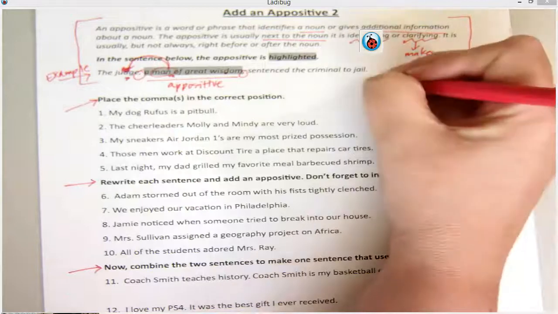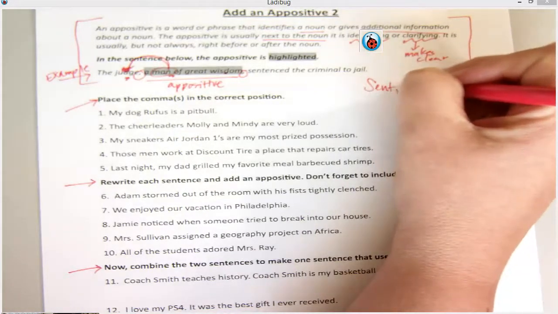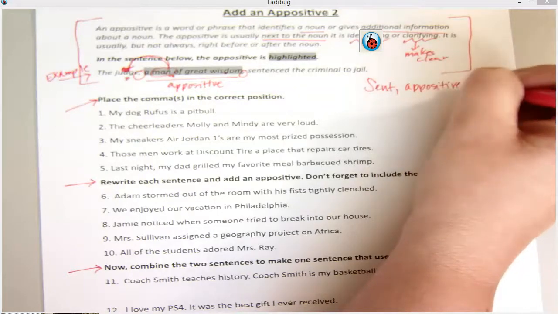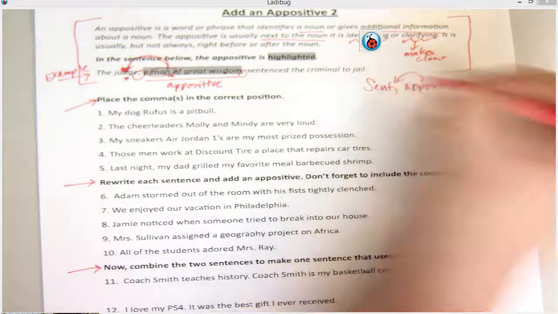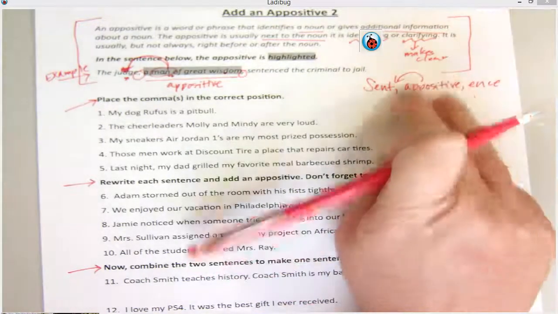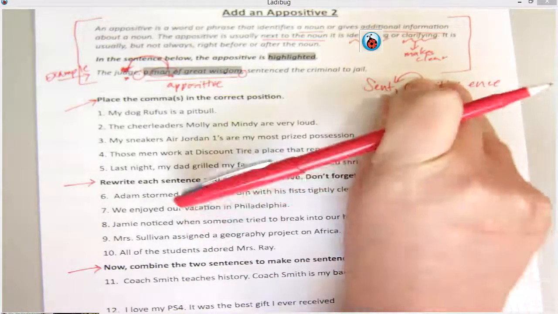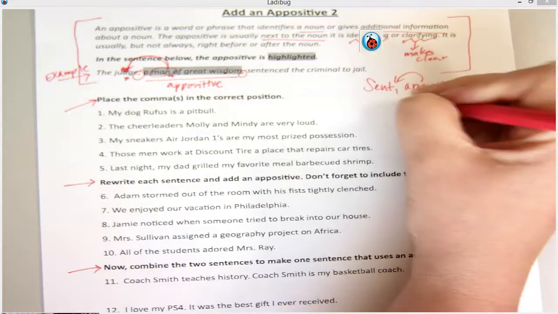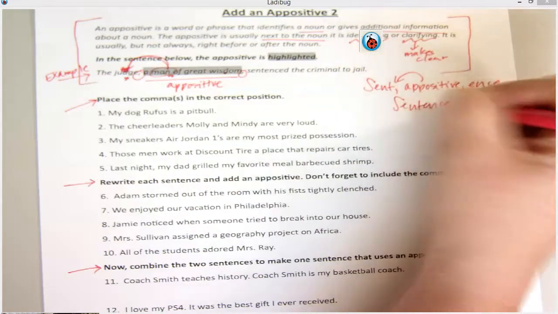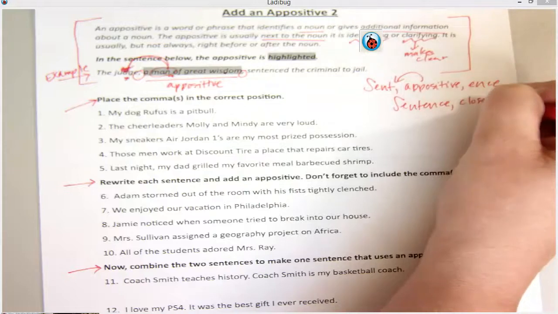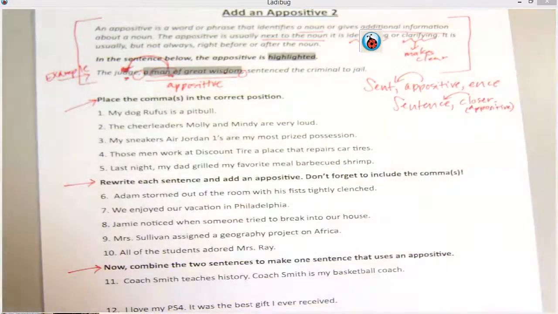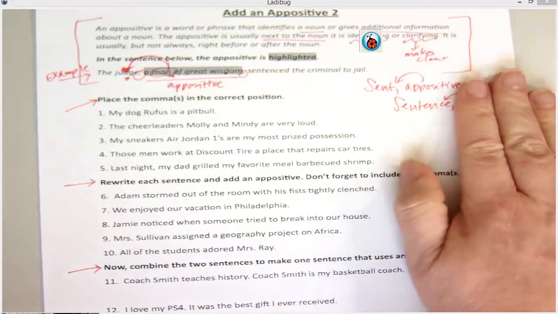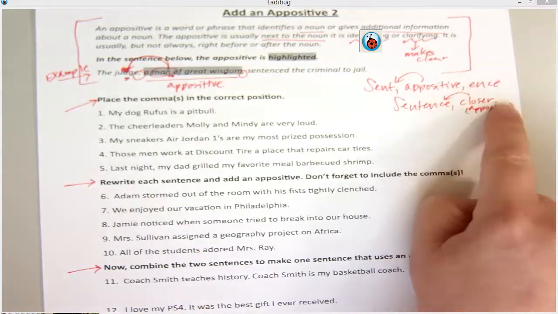Because remember, we have two patterns. We have this pattern, where if we cover up the appositive, it comes in the middle, and it's describing something before. But if we cover it up, we still have a sentence left over. See, sentence, sentence. Or we also have this one, where we have a sentence, comma, closer. And that closer is probably an appositive. But it goes back and renames. And if we cover up what's behind the comma, we still have a sentence left over. On this one, we only need one comma because we also have a period.